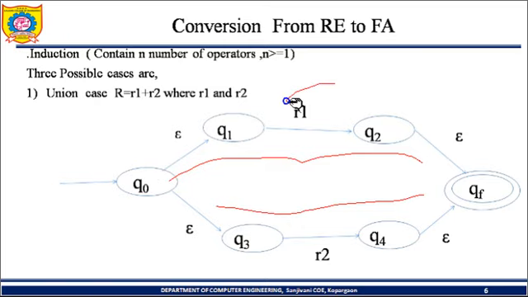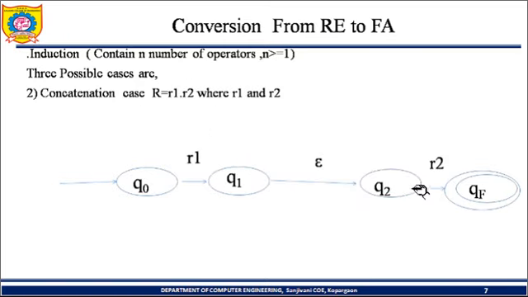Q0 after accepting R1 is in the final state, or after accepting R2 it is in the final state. But in case of concatenation, after R1 we must have R2, and only then are we in the final state. That's why Q0 after accepting R1 goes to Q1, and after accepting epsilon it goes to Q2, since there must be a concatenation. Even with no input alphabet we are in the Q2 state, and from Q2, R2 starts, and after accepting R2 we are in the final state QF. So this is the epsilon-NFA for the given regular expression when there is a concatenation operation between two regular expressions.